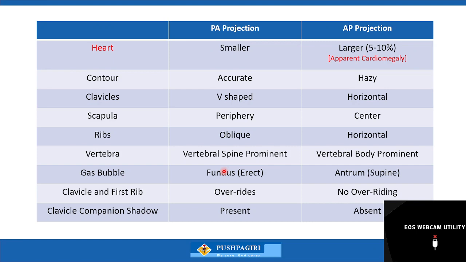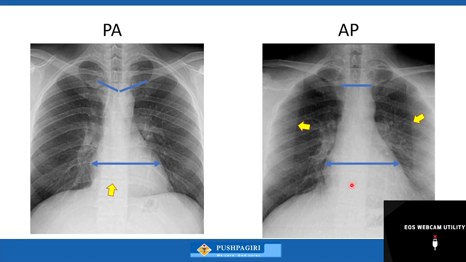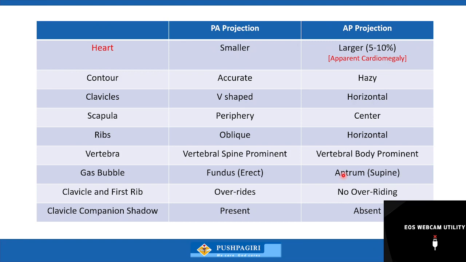Then PA we typically take in an erect posture, so we can see the fundus gastric shadow. We can see the gastric shadow present in the fundus of the stomach, whereas in an AP, it will be more in the antrum of the stomach. The gastric shadow will be more towards the lower part of the stomach in an AP, because in AP, when we are taking it in supine posture, a bedside x-ray, the fundus gastric shadow will be in the antrum.